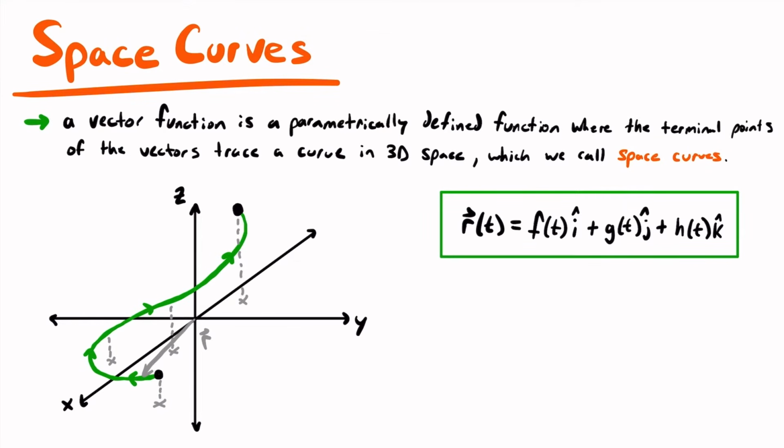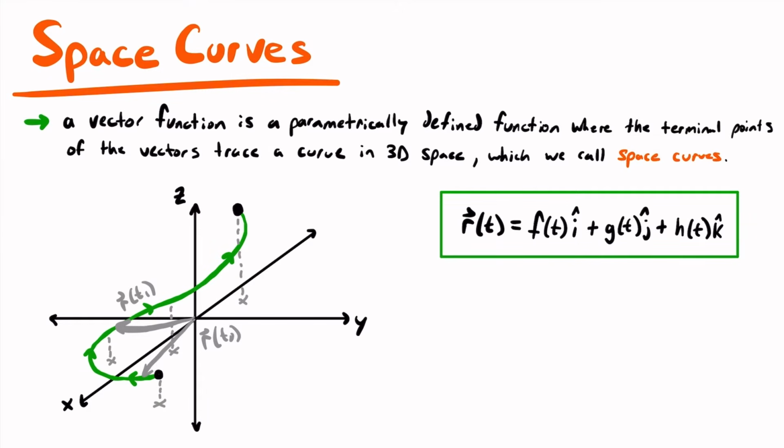We would call that r of t sub 0, and then we might use another value of t, let's say t sub 1, and plugging that into our vector function would give us another vector whose terminal point would be along this curve. So it might look something like this. So that would be r of t sub 1.